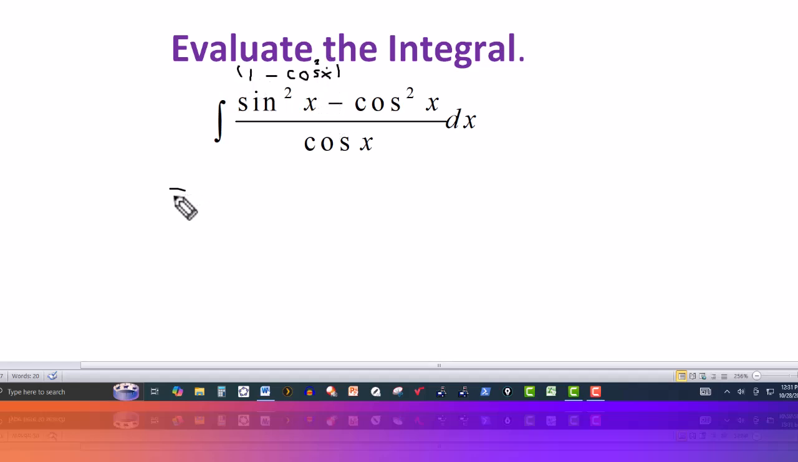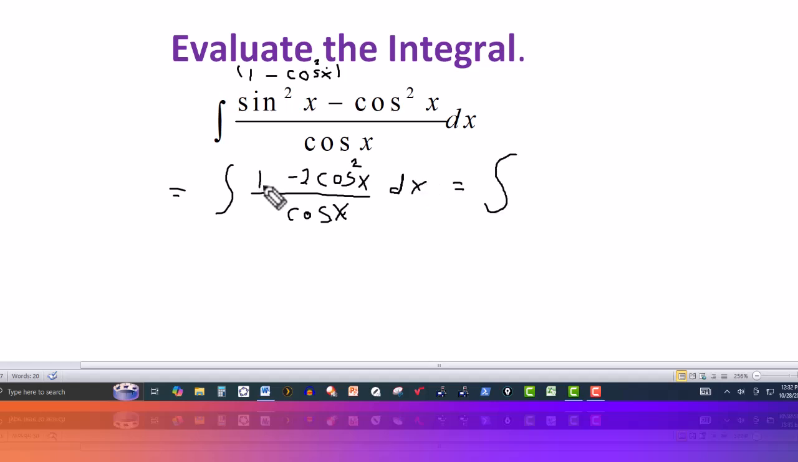Now we can rewrite this. This becomes the integral, this one here. Then we get minus cosine squared of x and minus cosine squared of x. That'll give me minus 2 cosine squared of x. And that's going to be over cosine of x. We have the dx here.